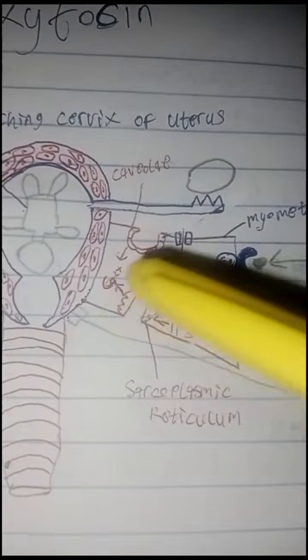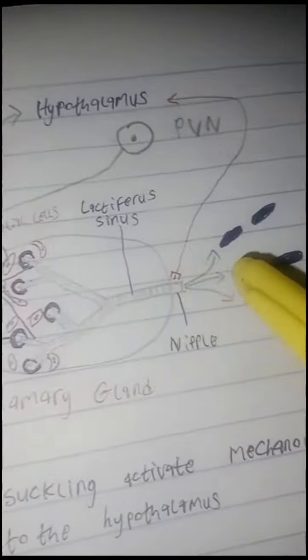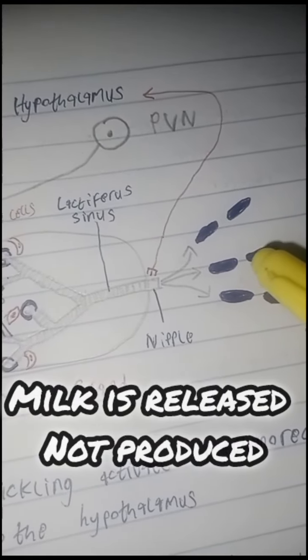Now this whole pathway is also what happens in milk letdown. In this case, it's happening in the ducts. Now the milk is already being produced. All that's needed is for these red cells, these myoepithelial cells, to contract. Once they contract, they force the milk already being produced through the duct.